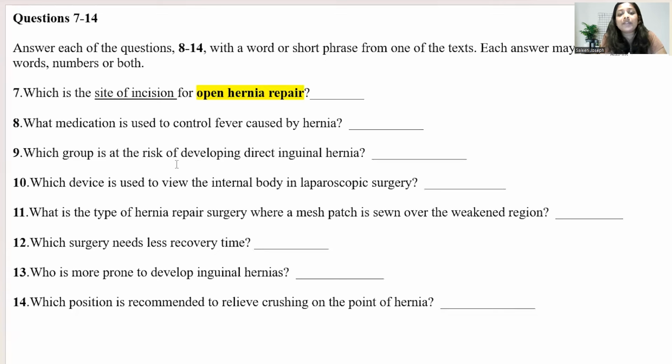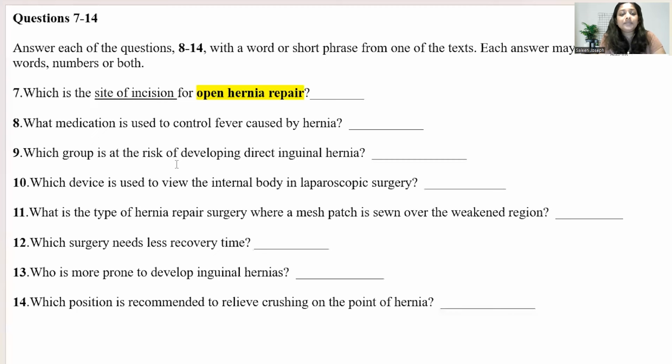Ninth one. Which group is at risk of developing direct inguinal hernia? Old age. No need to mention the answer here; you can just write your answers in your booklet or printout. We'll discuss the answer later. Tenth one. Which device is used to view the internal body in laparoscopic surgery? Need to mention the name of the device.